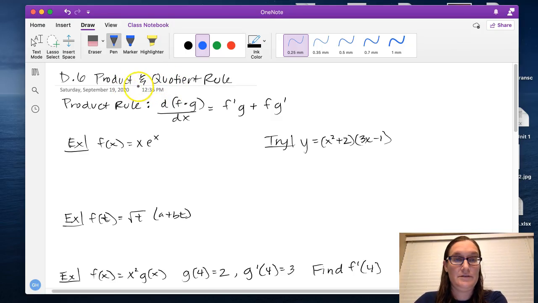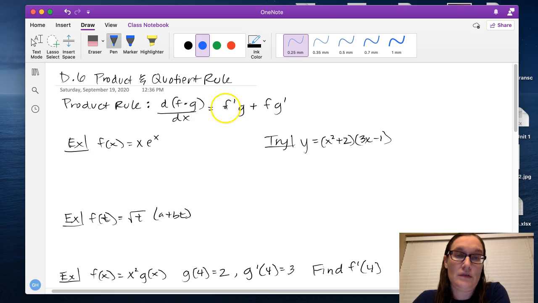Last section of this chapter or unit, whatever, is product and quotient rule. So how you take the derivative of a product and how you take the derivative of a quotient. So the derivative of a product, if you have a product of two functions, is the derivative of the first, leave the second, plus you leave the first and then take the derivative of the second.